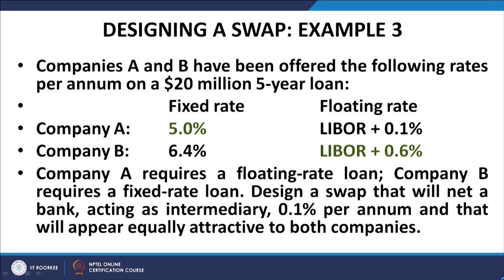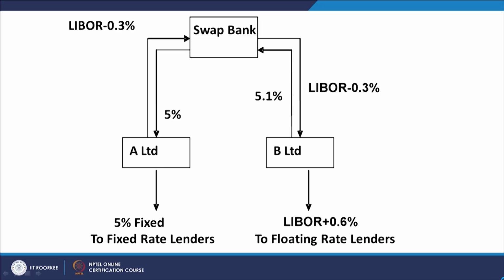An intermediary is there which will design a swap. The swap is being negotiated through a broker or a merchant banker, and that merchant banker is going to charge 0.1% commission, and the rest of the benefit from the swap is to be distributed equally between A and B. We have to work out the modalities of the swap. So, before we work it out, let us look at the various parameters.